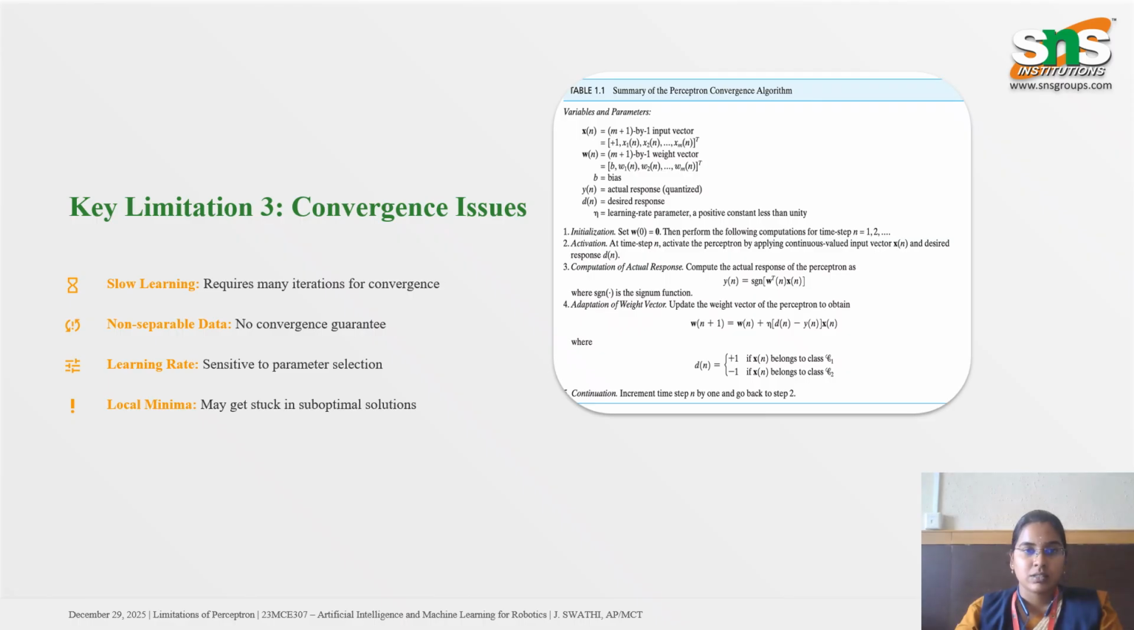Next is the convergence issue. It requires many iterations for convergence, as I have to decide which direction of the single line hyperplane is to be used. There is no convergence guarantee, it is sensitive to parameter selection, and it may get stuck in a sub-optimal solution.